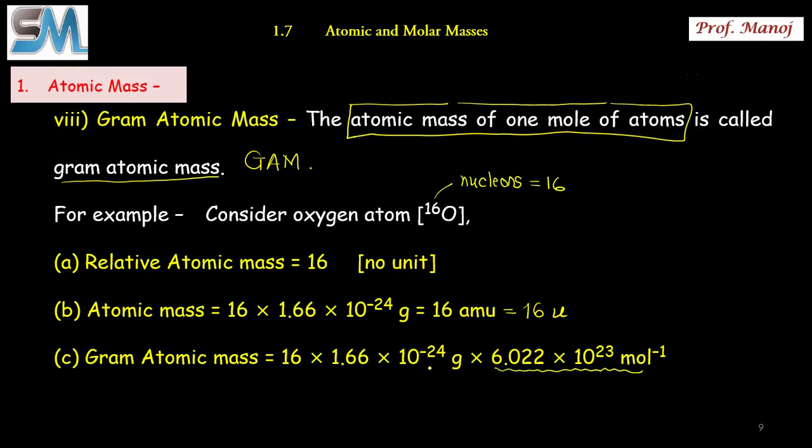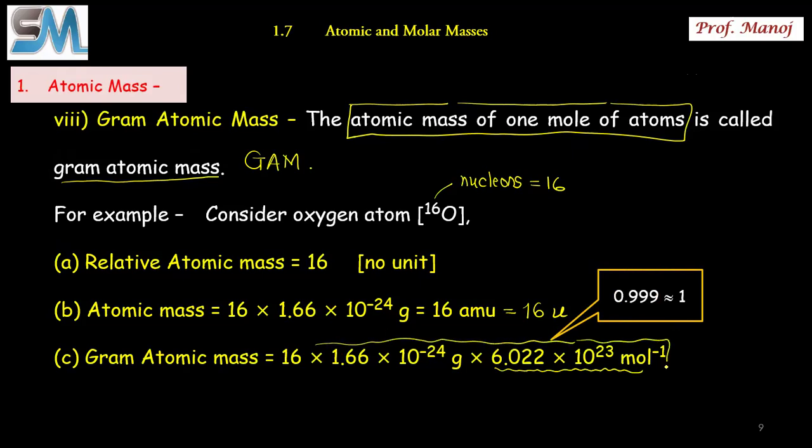Now let us multiply this whole thing. And this answer comes as 0.999, which we take as 1. So in other words, all this entire stuff what you see is nothing but just a number 1. So my answer becomes 16 gram per mole. So the unit of gram atomic mass is 16 gram per mole.